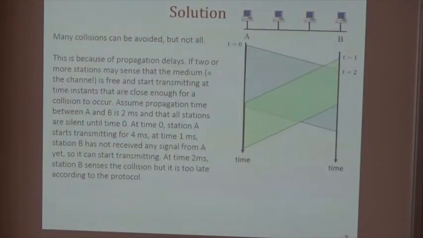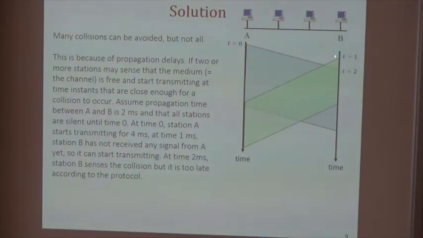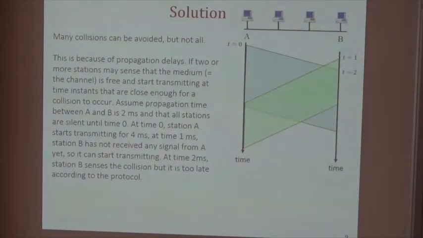This is showing a space-time diagram. So I have A and B that are both transmitting. Space is horizontal and time is vertical. And the shaded area shows the signal that's propagating. When A transmits a signal, well, it's possible that B senses that the channel is idle, but it is not really idle. The signal is in flight. And by the time the signal arrives at B, it's too late. B has started a transmission. So that will always be unavoidable.